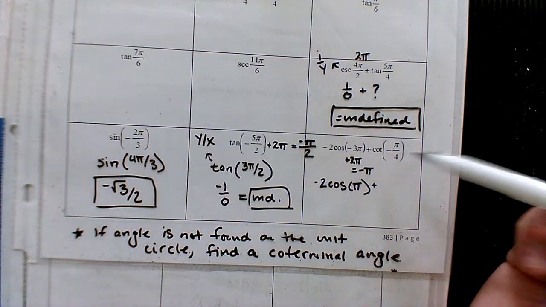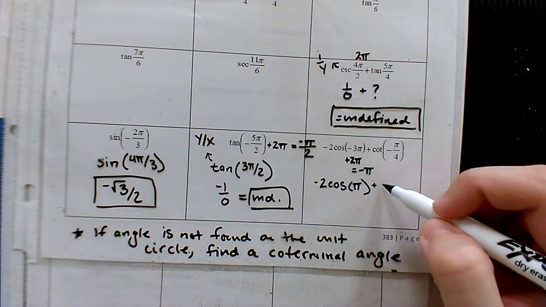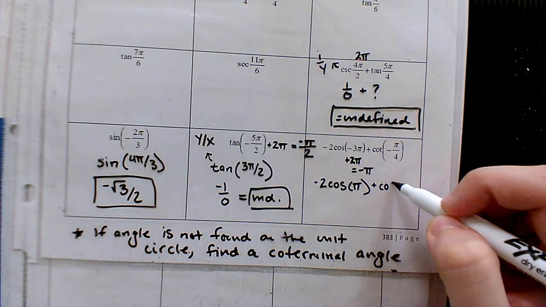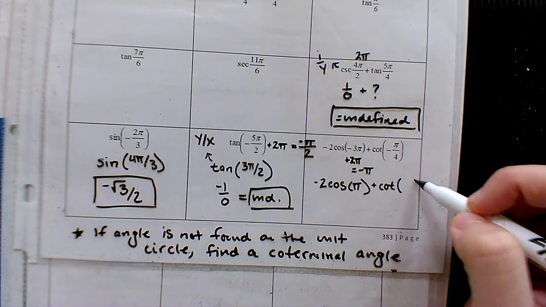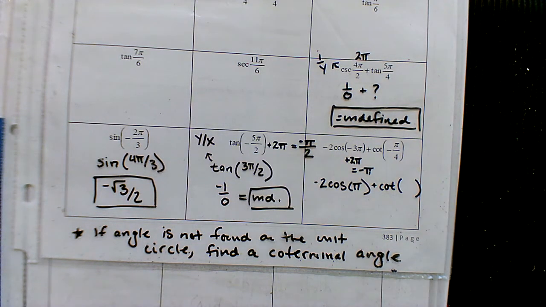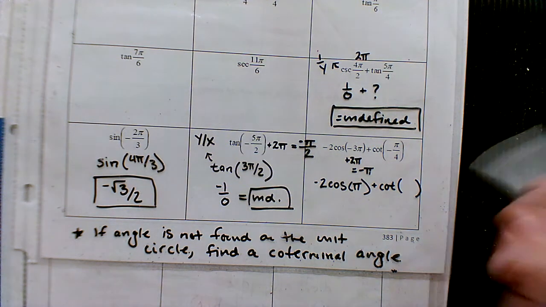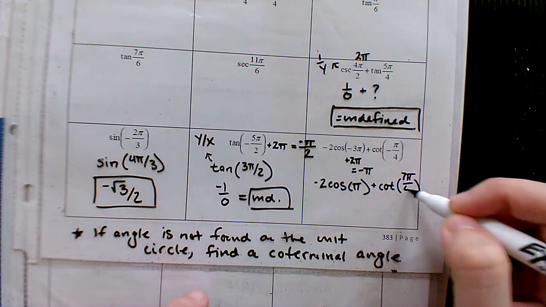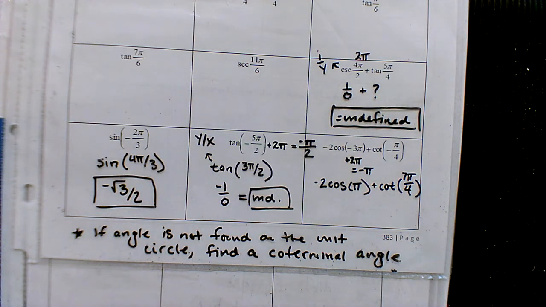Let's think about the next one. -pi over 4. If we were to travel backwards pi over 4, where would we land? Can you find it? Yeah, 7 pi over 4. Good. All right, so we're going to use those unit circle values to help us with these trig expressions.